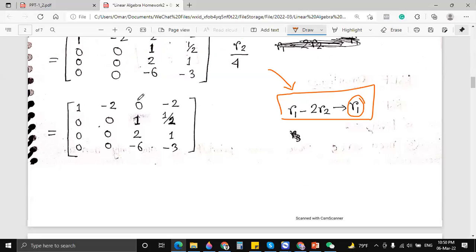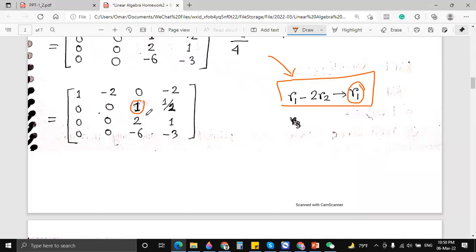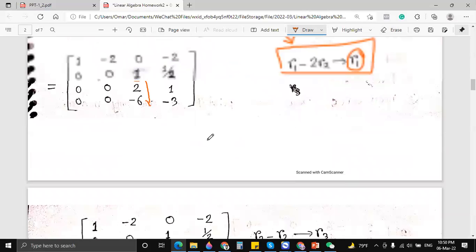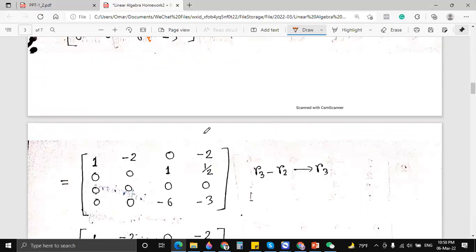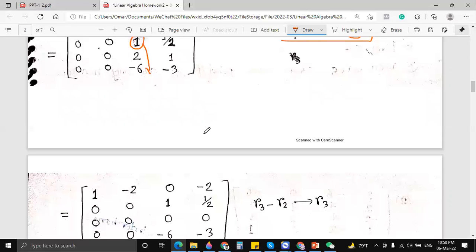So now we have to make all the entries below this pivot point 0. So what can we do? R3 minus R2.